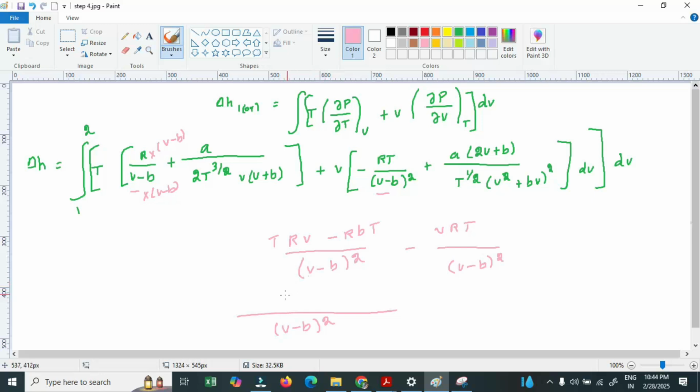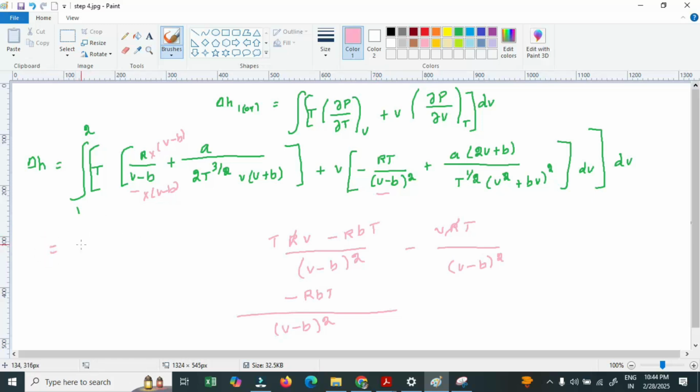Similarly, you can take this term. I'm just removing this term. So I'll be writing here for the first term equal to minus RBT. I'll be writing in a different color so that we can differentiate it from the main derivation.